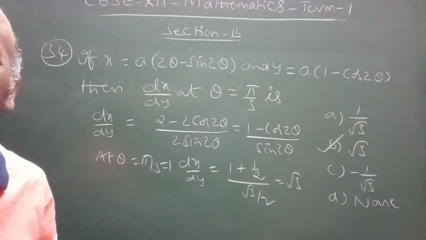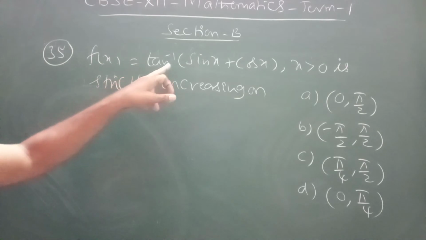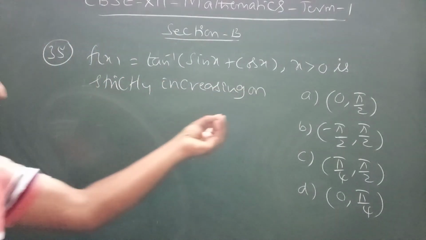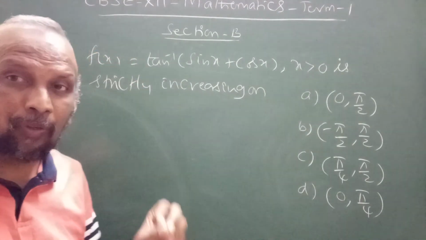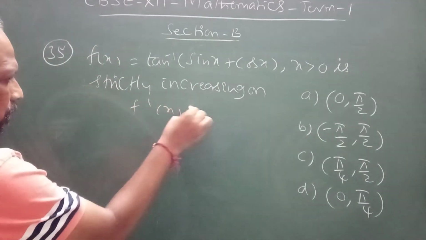Do the next one now. Given the function f of x equal to tan inverse of sin x plus cos x, x greater than 0, is strictly increasing. When it's strictly increasing, the first derivative should be greater than 0. Take f dash of x greater than 0.